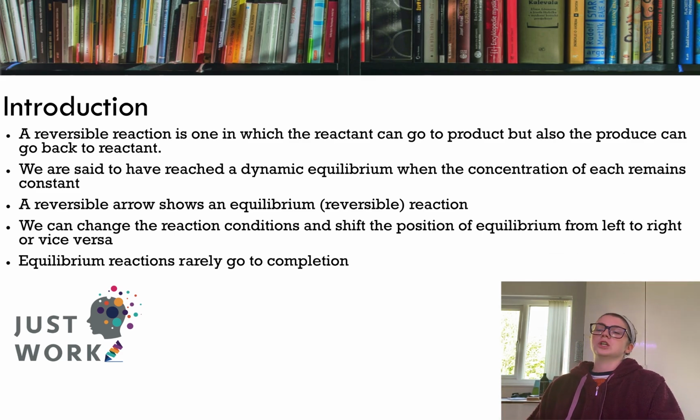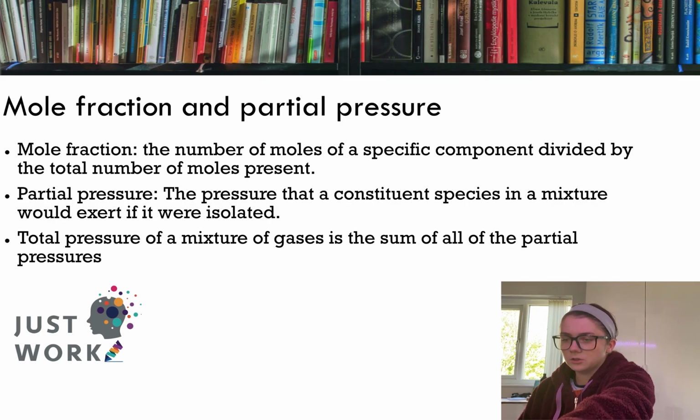So, an introduction then. We spoke about this a little bit in the AS content, that a reversible reaction is one in which the reactant can go to the product, but the products can also go back to the reactant. And we said that we reach dynamic equilibrium when the concentration of each remains constant. A reversible arrow shows an equilibrium, and we can change the reaction conditions and shift the position of the equilibrium from left to right. So equilibrium reactions rarely go to completion.